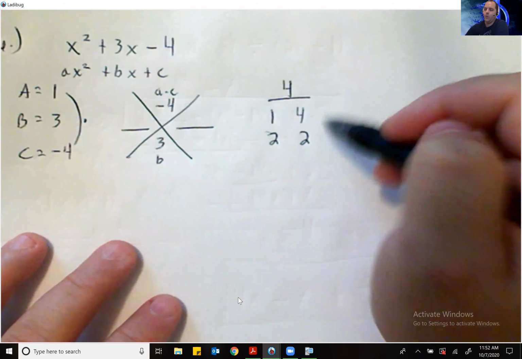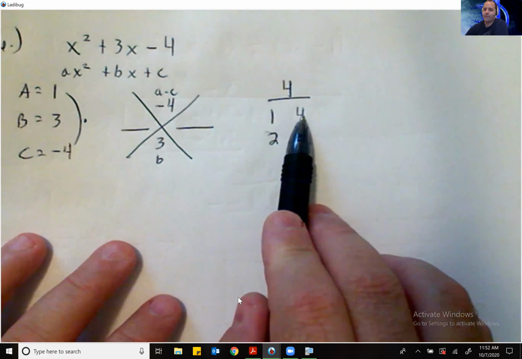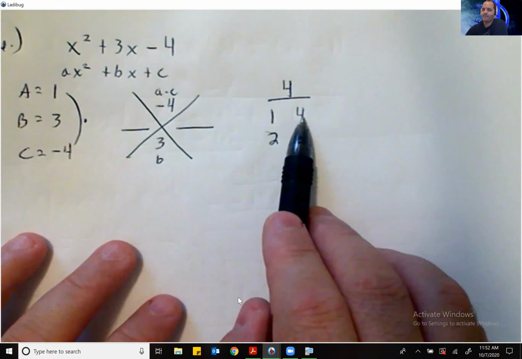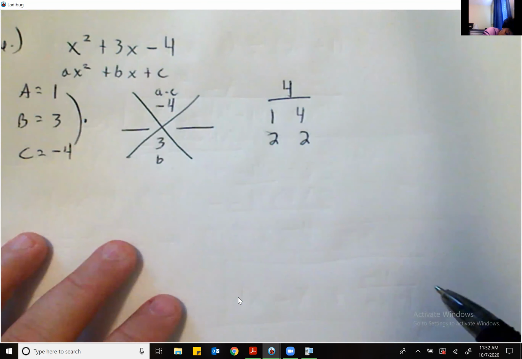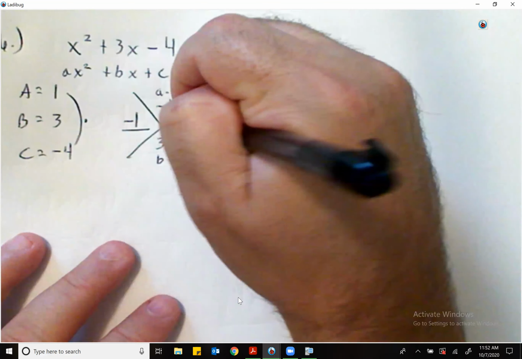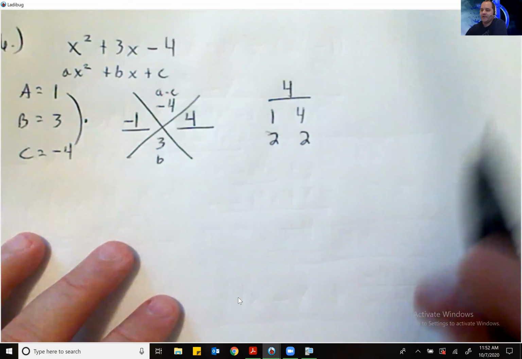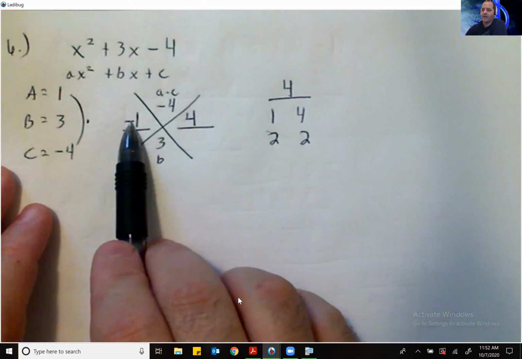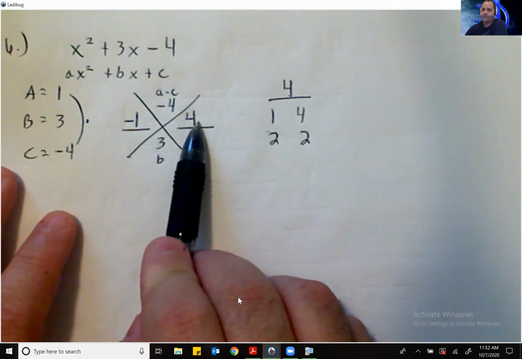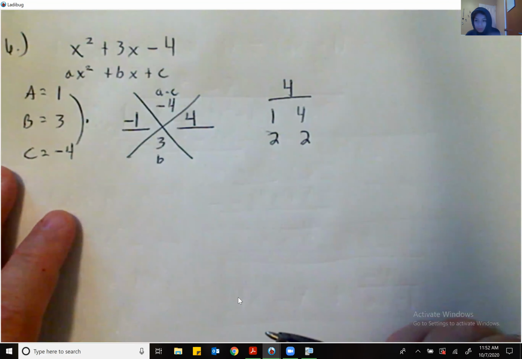But let's come up here. 1 plus 4, is that 3? No. Well, what if the 1 is negative? Is negative 1 plus 4 3? Yes. You have found the numbers. Because if you look at this, negative 1 plus 4 is 3. And what's negative 1 times 4? Negative 4. You have won the game. Yay. Okay. Now we got to move on.